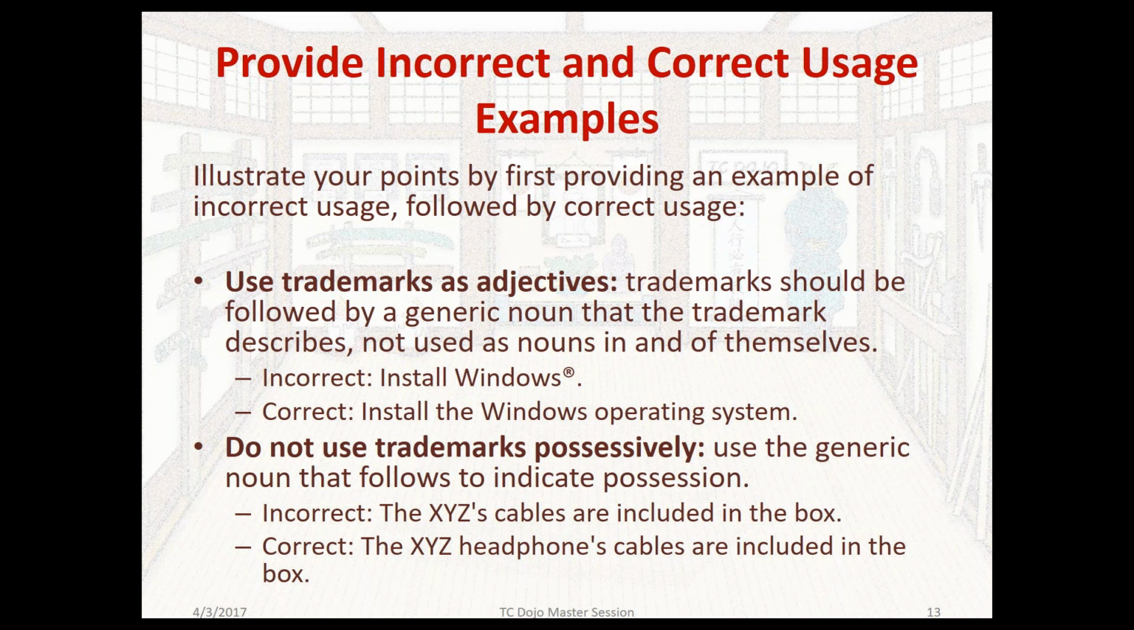So the incorrect way would be "the XYZ's cable," and the XYZ in this case is the name of the trademark. "Cables are included in the box." That does sound kind of awkward. So the correct way is actually just to say, at least in this case, "the XYZ headphones cable." So in other words, the XYZ company or the trademark is the adjective to the headphone, which is then, say, the noun in this case, which talks about the example above that.